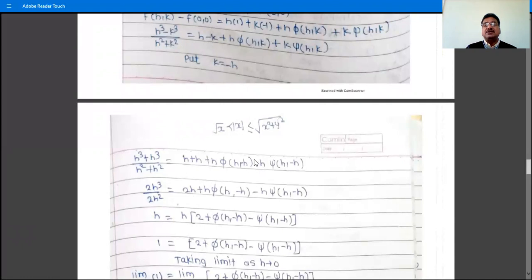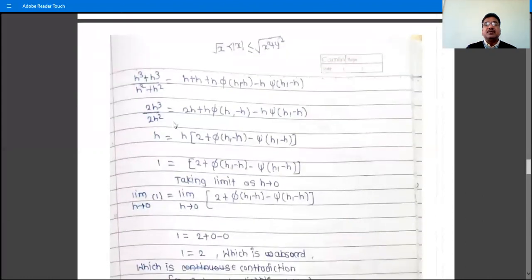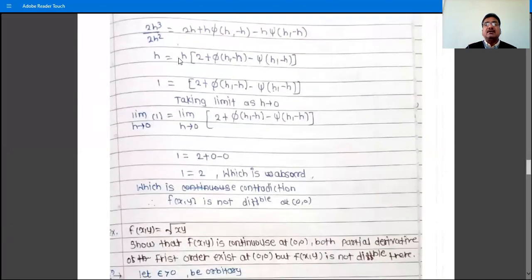h phi(h, minus h) minus k, substitute k as minus h, psi(h, minus h). And this is 2h cube divided by 2h square, and this is equal to h. Okay, next step. This is 2h. Then take h as common from these three factors. We have this bracket in the bracket, and then divide by h both sides. We have 1 is equal to 2 plus phi(h, minus h) minus psi(h, minus h) minus h.